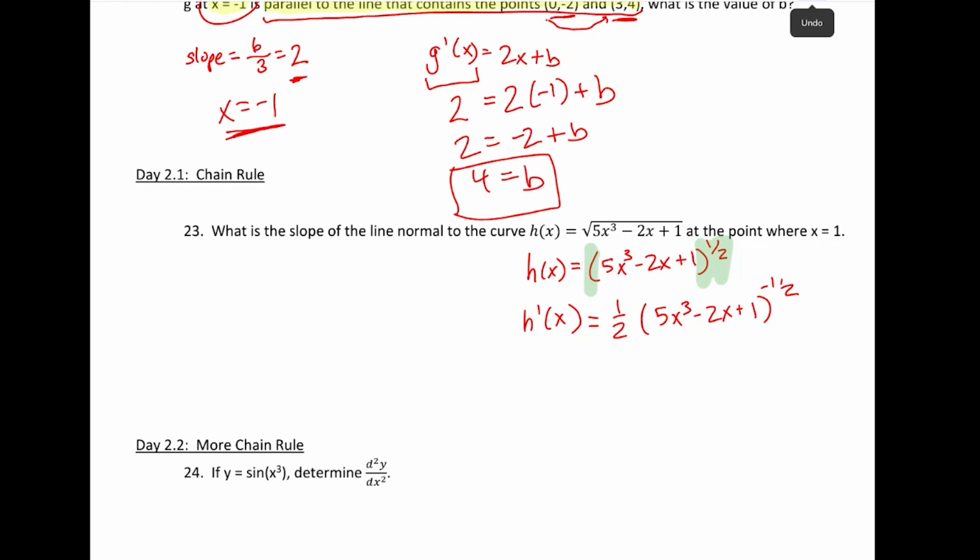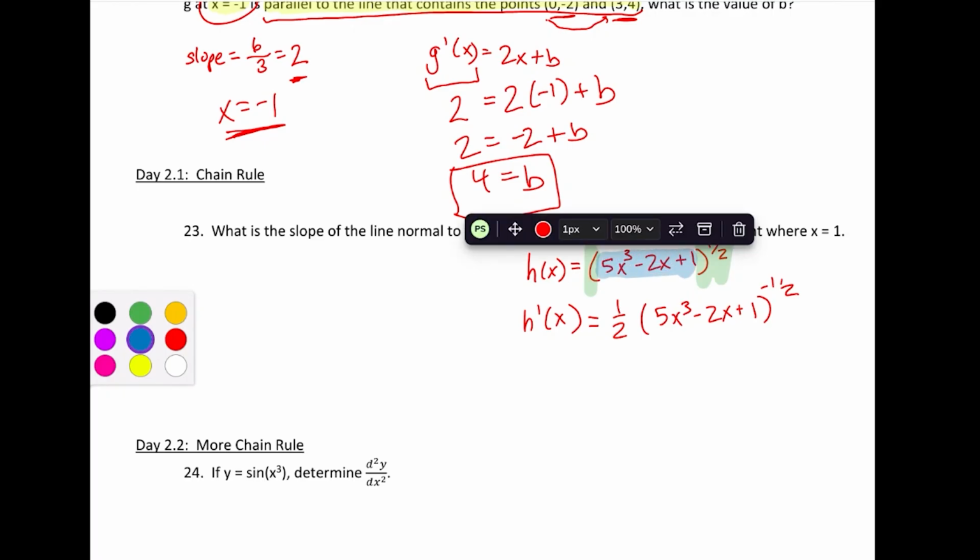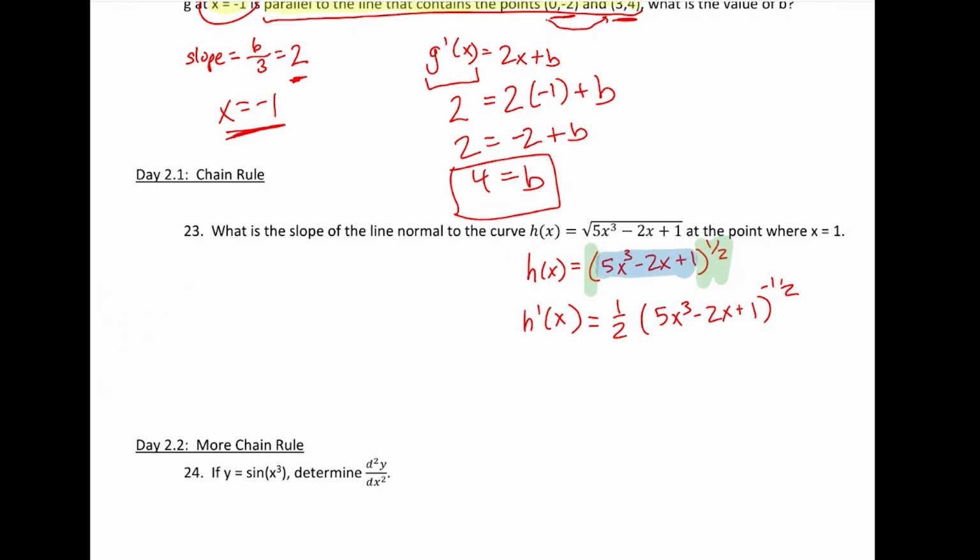Now, the chain rule says that when you do that derivative, you then have to multiply by the derivative of the inside. So we're going to multiply by the derivative of that expression, sorry. So times 15x squared minus 2. Okay, so there's h prime.